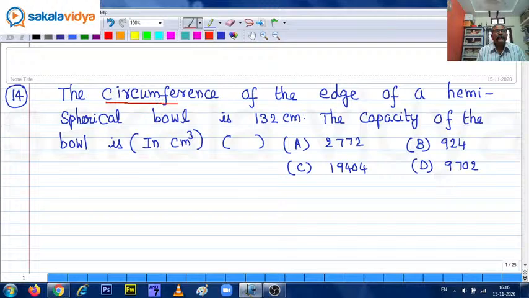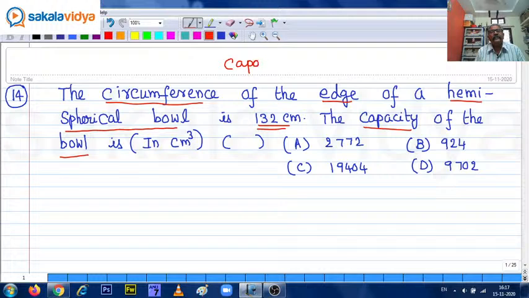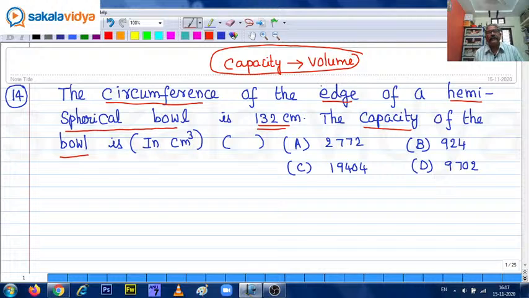The circumference of the edge of a hemispherical bowl is 132 centimeters. Then the capacity of the bowl. Capacity means, you remember, volume. So we need to find the volume of a hemispherical bowl. Let us draw the figure.